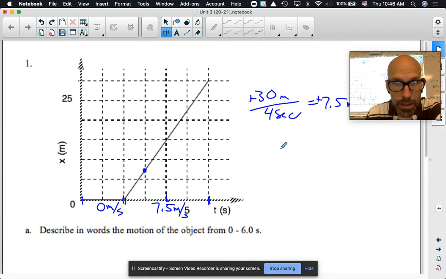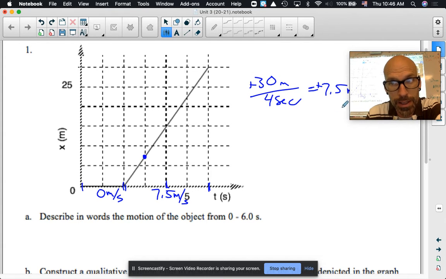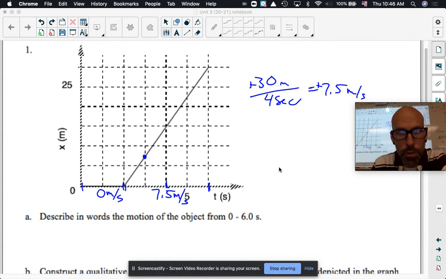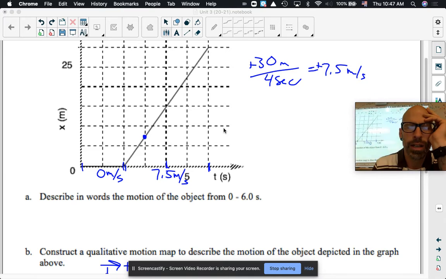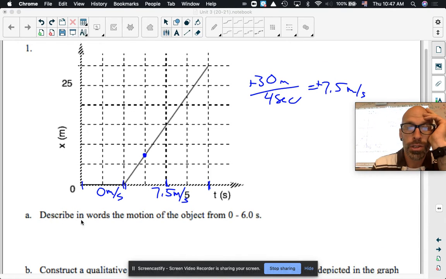Worksheet 3. Now, if you've not done this, you better get it done. So this is the graph, and there's already some stuff on here. So I'm just going to walk through what we talked about for each of these questions and try to do it fairly quickly. So describe in words the motion of the object from 0 to 6 seconds.